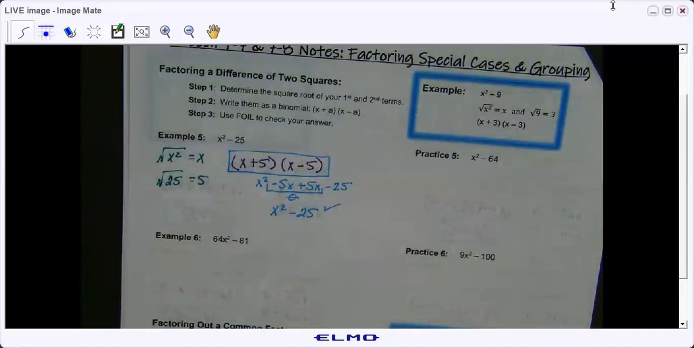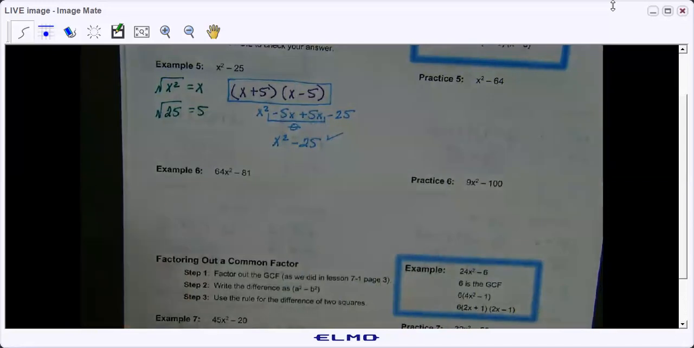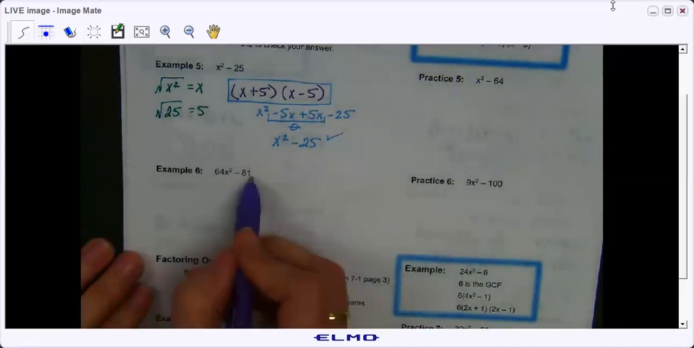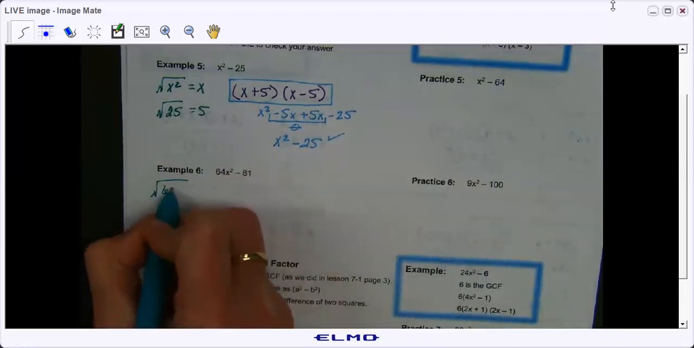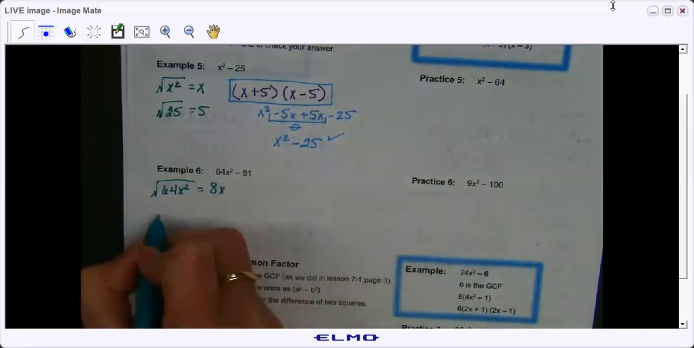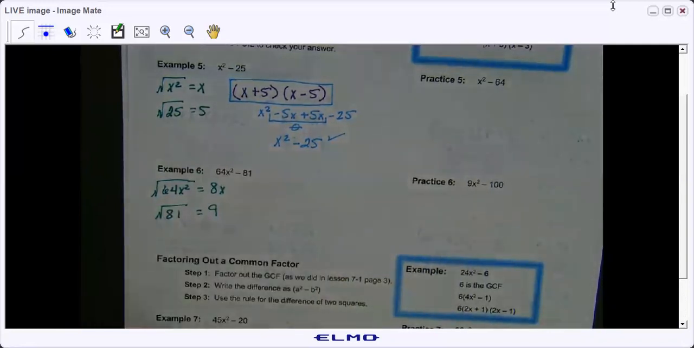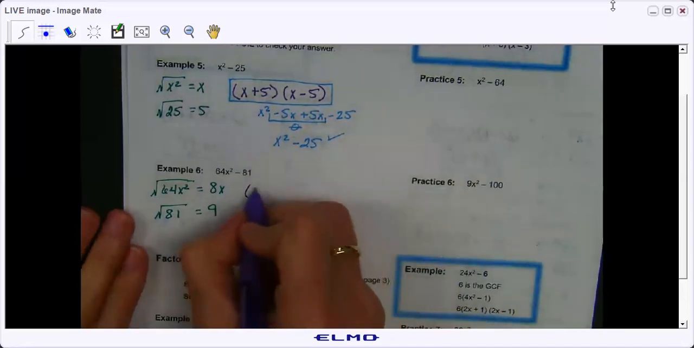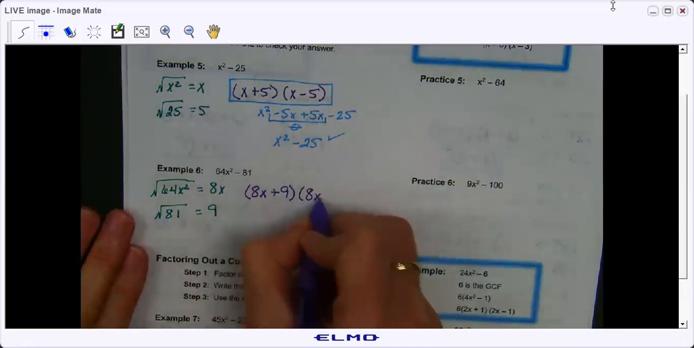Okay, before we go to the practice, I want to do example 6, and then I'm going to pause the video and let you try practice 5 and practice 6 on your own. Okay, so let's look at example 6. We're going to take the square root of both our first and last term. So square root of 64x squared is 8x. And then the square root of 81 is 9. So we can write out our final answer as 8x plus 9 times 8x minus 9.